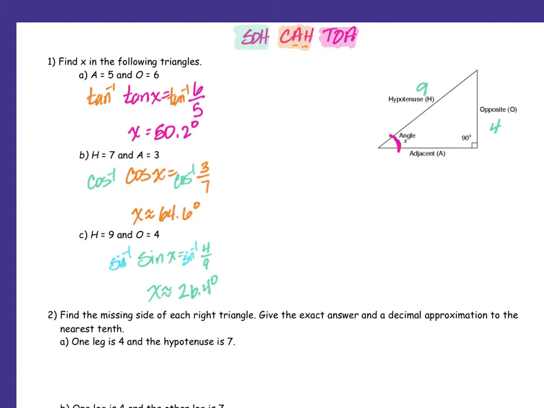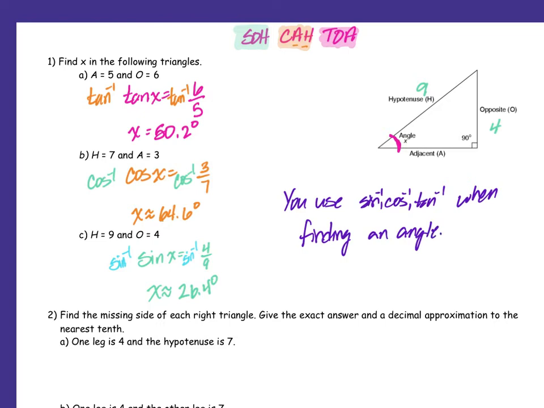I do want to say this. I'm going to write this down, and I hope you guys do too. You use sine, cosine, tangent, I'm going to put inverse, when finding an angle. So I'm going to use the inverses when I'm looking for an angle. I will always use the inverse when I'm finding an angle. If I'm just looking for a side, I don't need to use the inverse. But if I'm looking for an angle, I will always use the inverse. And we are going to talk about that more as we get further down.